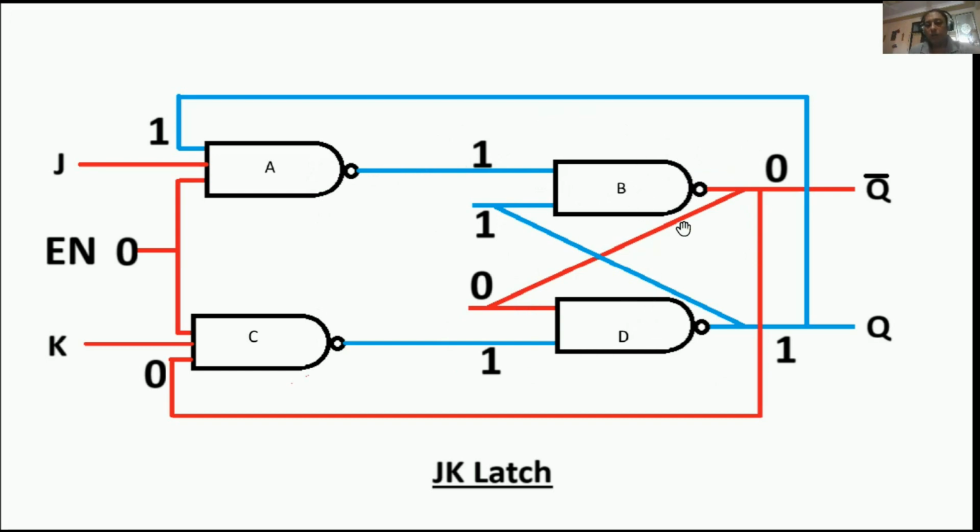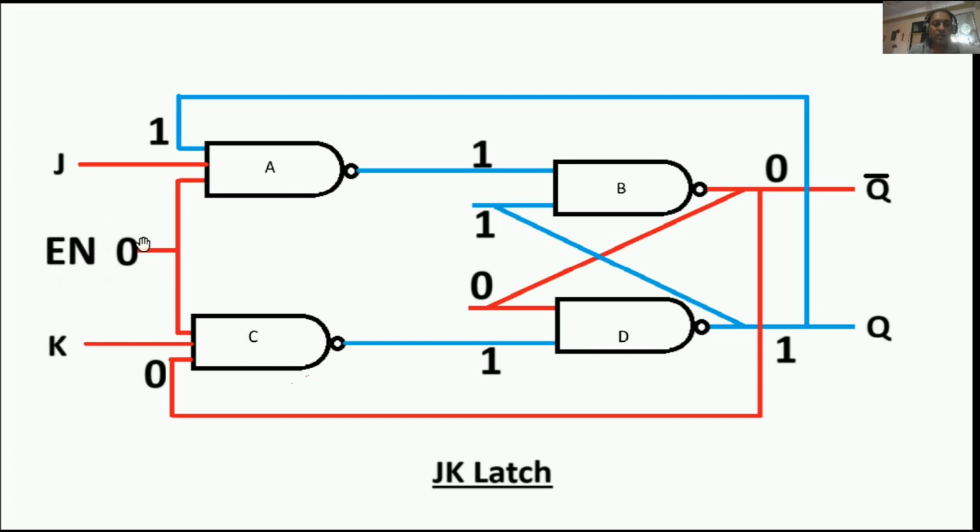One more thing you can see is that the output of this NAND gate B is feedback to the NAND gate D as well as feedback to the NAND gate C also. Similarly, the output of this NAND gate D is feedback to the NAND gate B as well as feedback to the NAND gate A also. And these A and C have two inputs J and K. This is the reason this is called as JK latch, and there is one more common input to this A and C, that is called as enable.